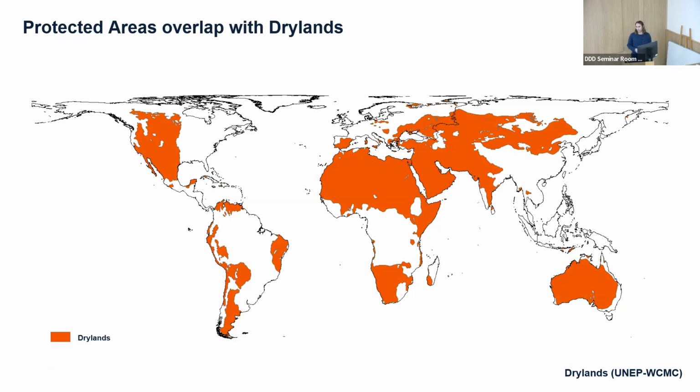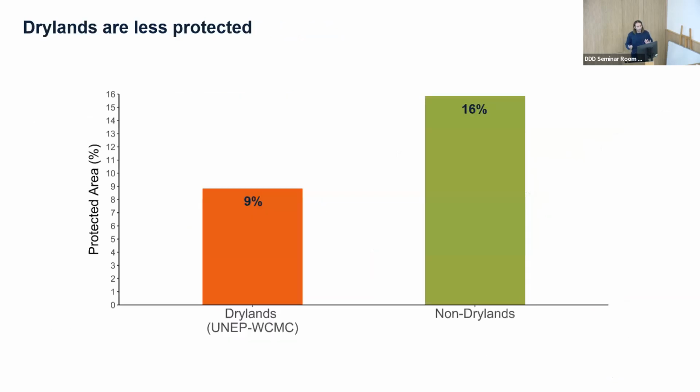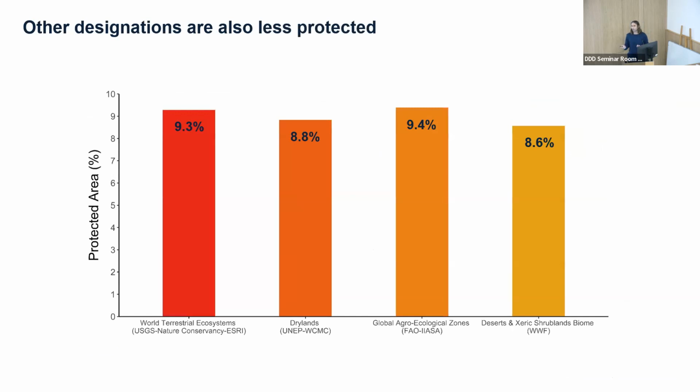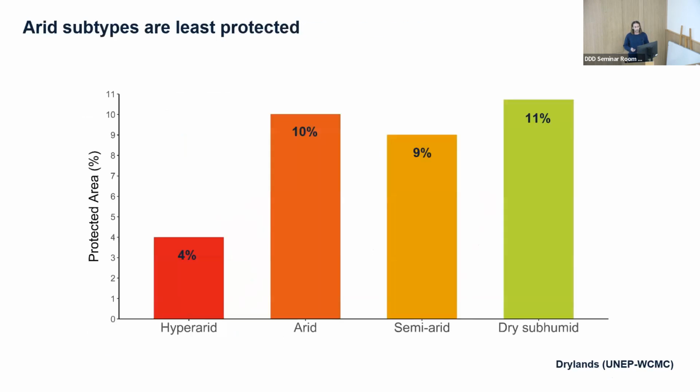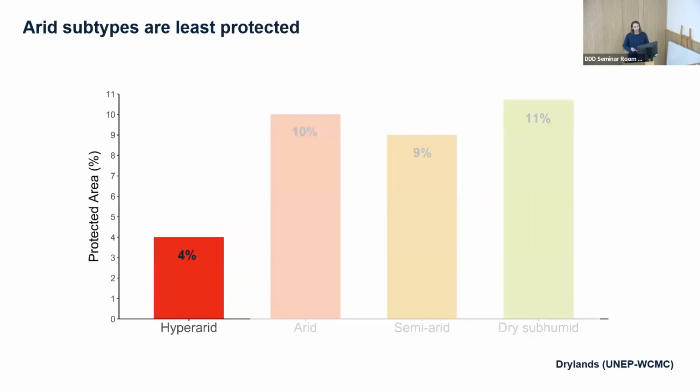Next, we compare and evaluate the protected area coverage of drylands by overlaying a map of protected areas with drylands. Drylands are considerably less protected than non-drylands and well below global level targets of protection. Only 9% of drylands are protected, compared to 16% of non-drylands. And this is true across the different desert designations as well. All of them protect only about 9%. Returning to drylands, when we compare the protected area coverage of the different subtypes within drylands, we find that not only are deserts less protected than other biomes, the most hyper-arid desert subtypes are the least protected.